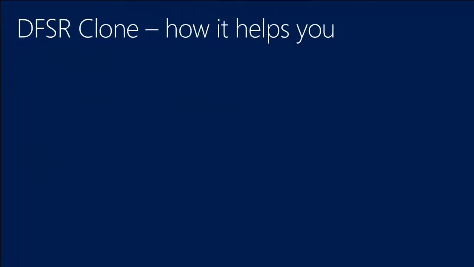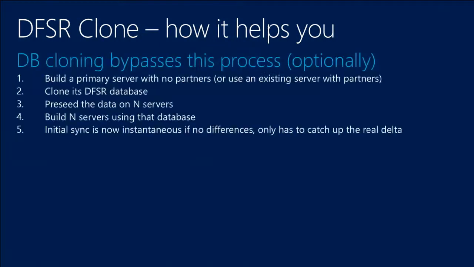So what do we do? Cloning is an optional feature now that allows you to take a server, it's already replicating or it's not replicating yet, doesn't matter. Clone its database. You precede the data like you're probably doing already. Without the feature or not, you're usually having some data on the server already, on both copies. And then you take that database and you inject it onto a bunch of proposed servers. And when they start up, they no longer have to do initial sync.